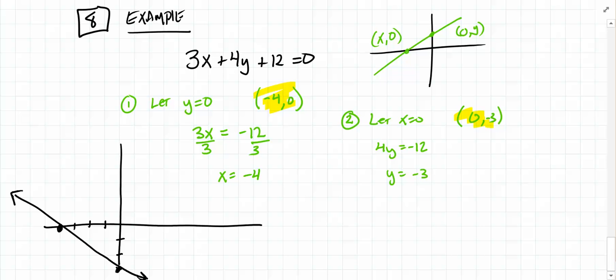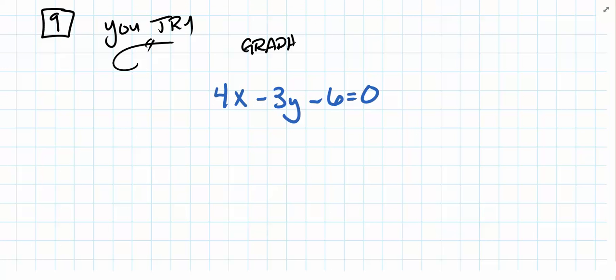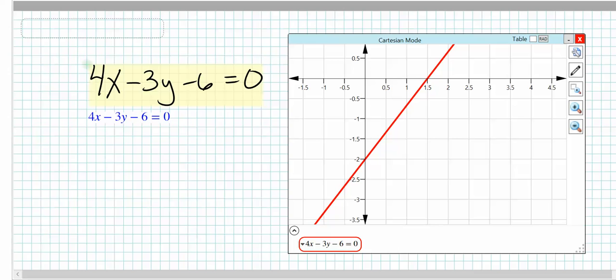Okay, you try on your own. I want you to find the intercepts and give me a graph of 4x minus 3y minus 6 equals 0. Okay, so you should have got the x-intercept was what? 3 halves, comma 0, or 1.5. And what's the y-intercept? 0, negative 2. Awesome. Very good. Nice job, you guys.